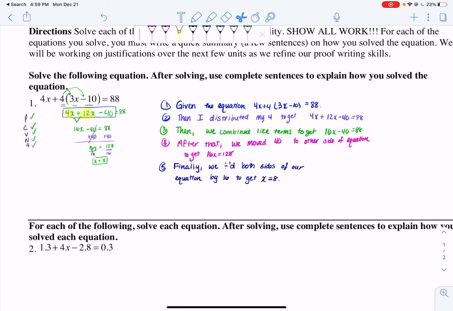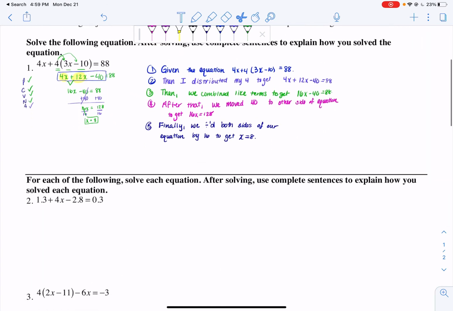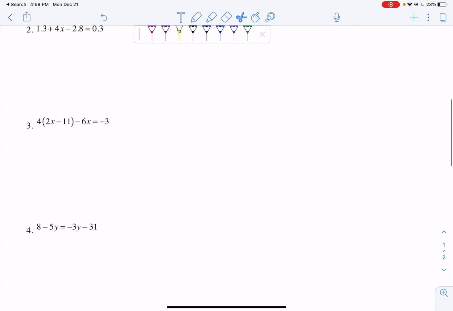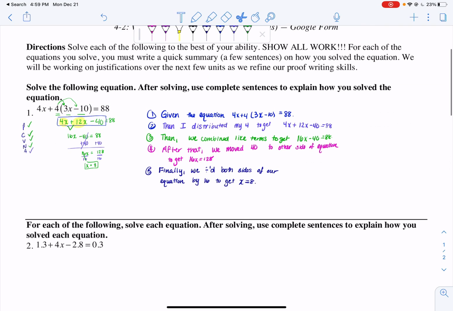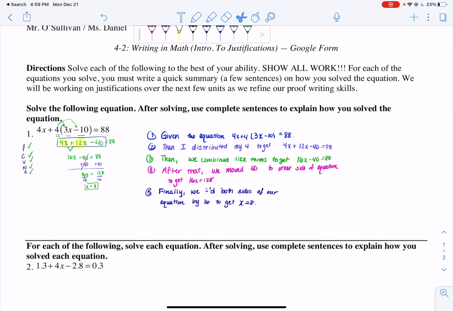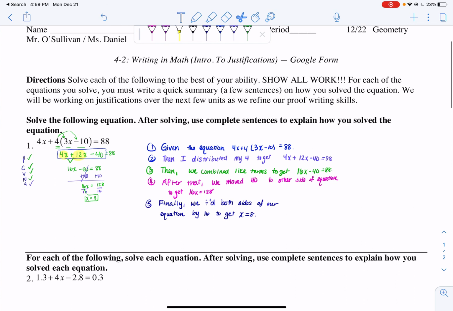So your task is to complete the Google form on these 3 equations. The Google form is on iLearn. And as always, if you have any questions, email myself or Miss Daniel. And Miss Daniel will be holding geometry support tomorrow during second period.